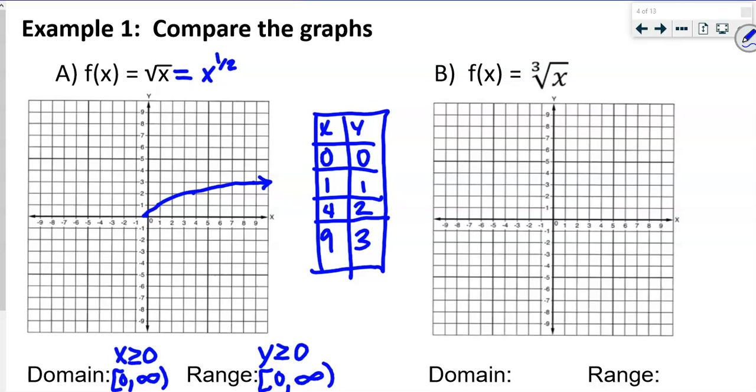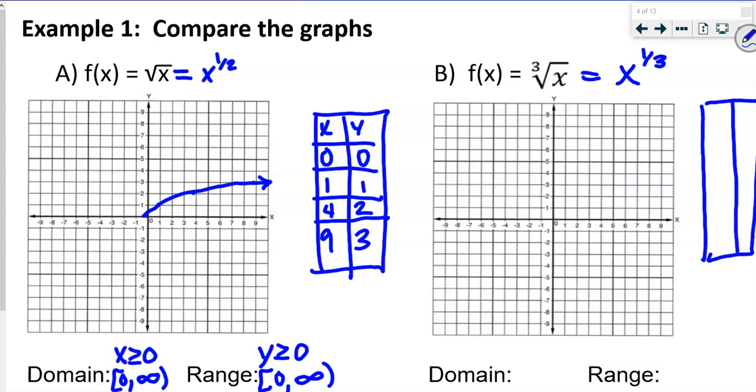So now let's talk about cube roots. So this is equal to what? X to the 1/3, right? So remember, these are interchangeable. The square root of x and x to the 1/2, the cube root of x and x to the 1/3. So here again, I'm going to build a table. And I'm going to start with a value over here all the way to the left, as far to the left as I can go.